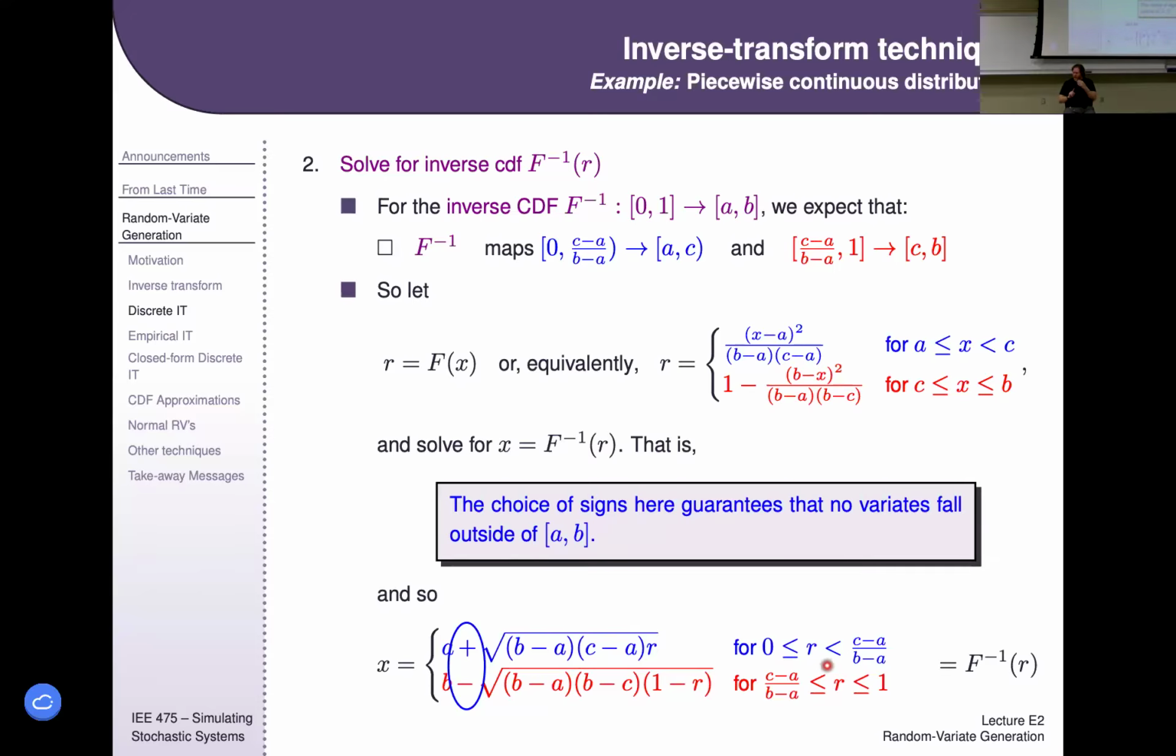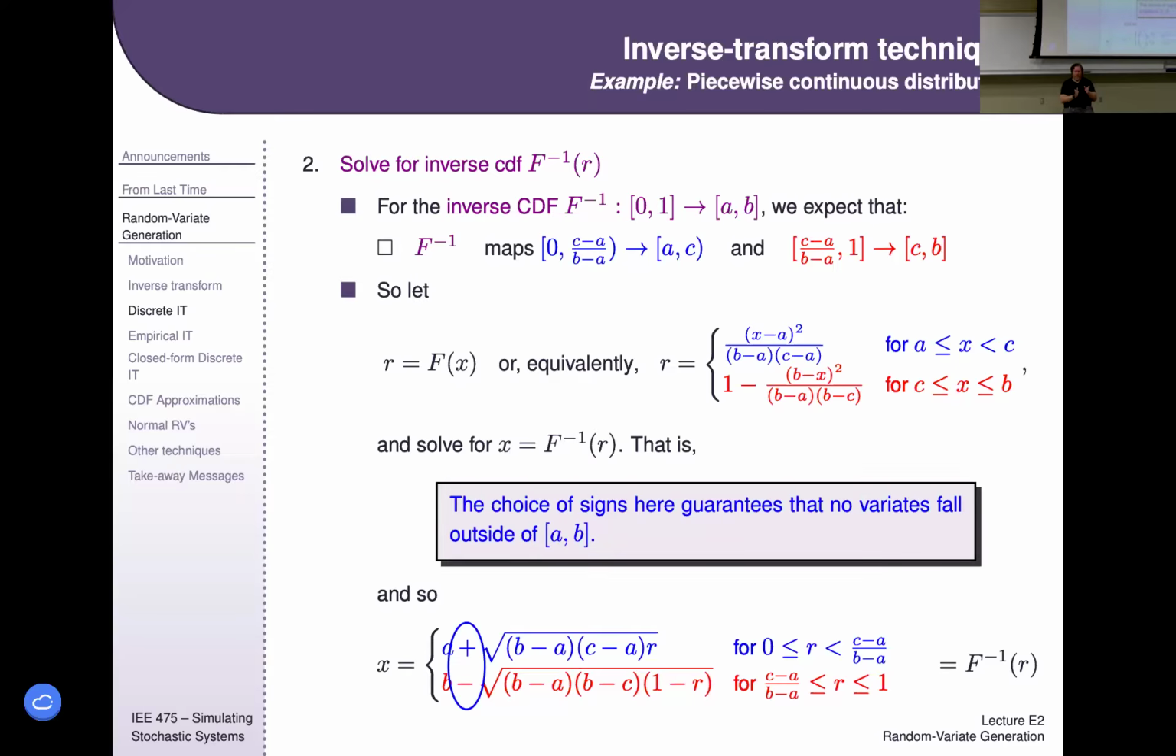I know that for this range, from this ratio up to 1 for R, I want X values that have B as a maximum and then less than B otherwise. So that's why I chose B minus that there. If I would have chosen A minus that, I would get X values outside of my range. If I would have chosen B plus, then I would have gotten X values outside of my range. So that's how I chose those. Mathematically, it seems arbitrary which one you choose, but to make it work as a random variate generator, you have to choose to keep it in the range.